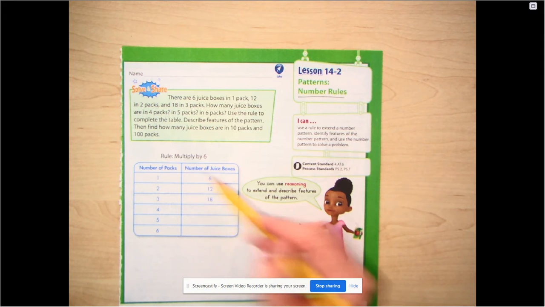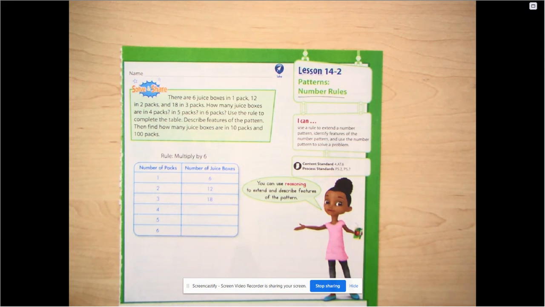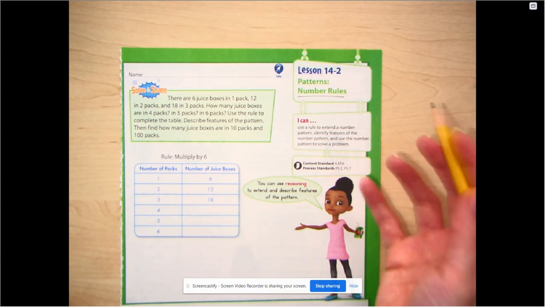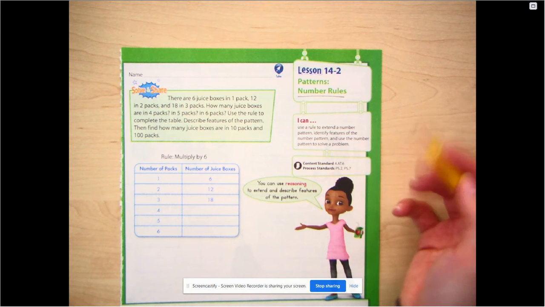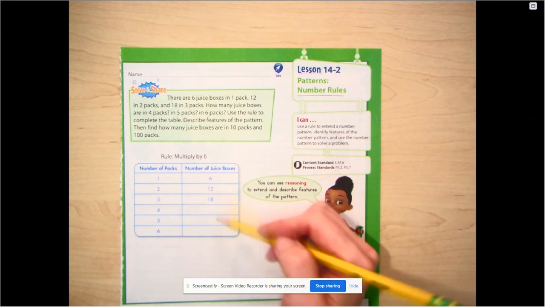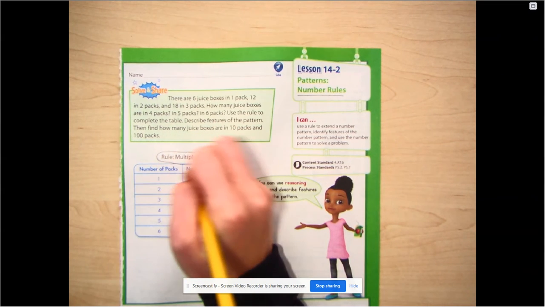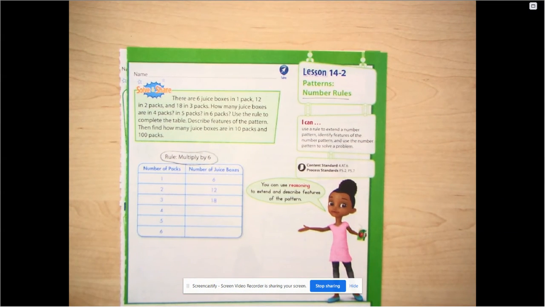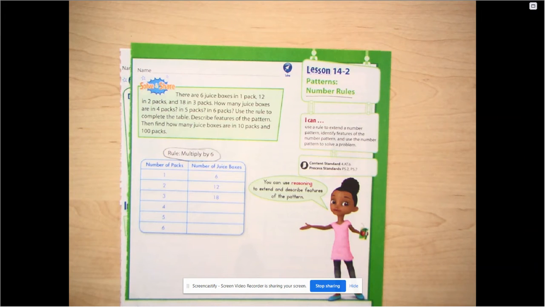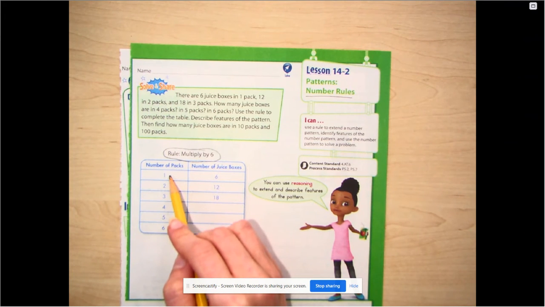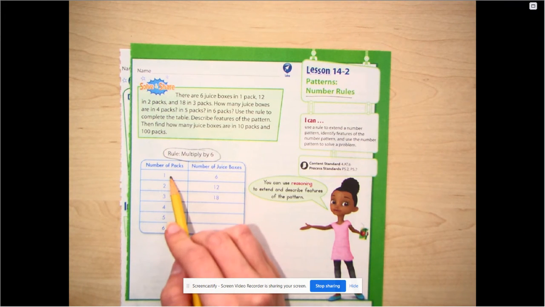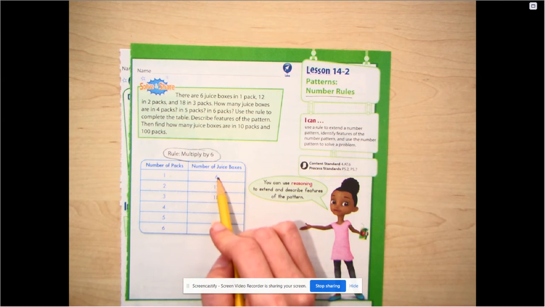It wants us to go down here and to complete the table. You may have already noticed that there was a pattern, and you can see that it's been organized into this nice table for us, and this is what is important. We are multiplying by 6. So anytime we get a rule, we're going to take the number that's over here and do whatever the rule is to that number, and then we put that over here.